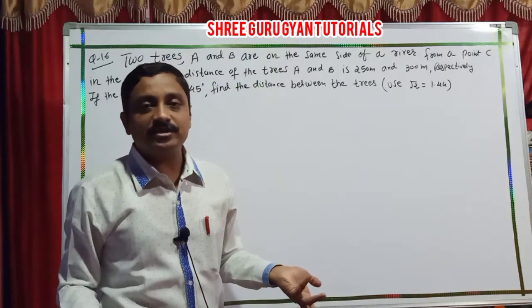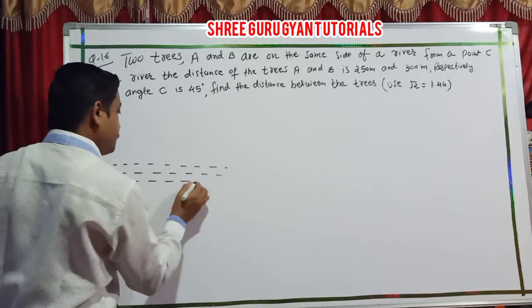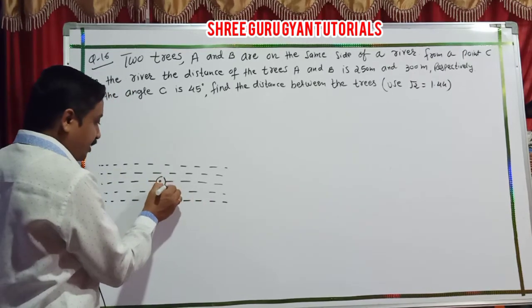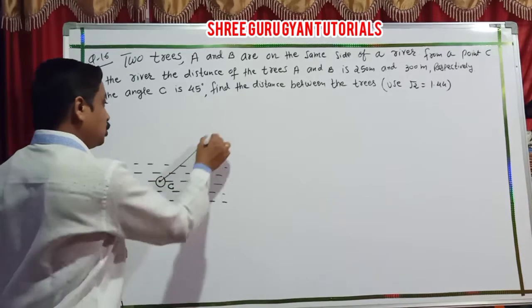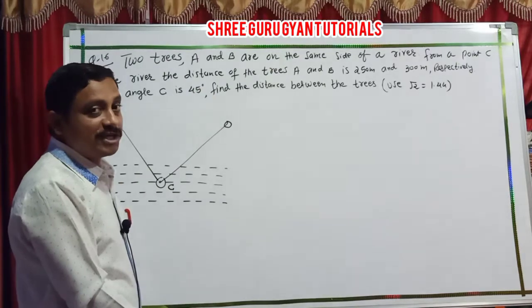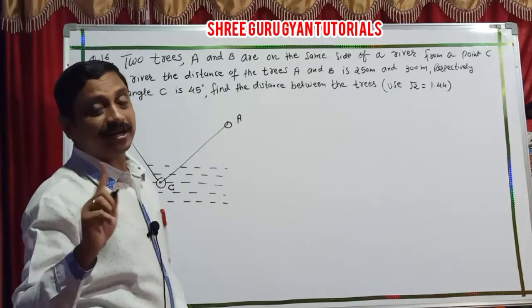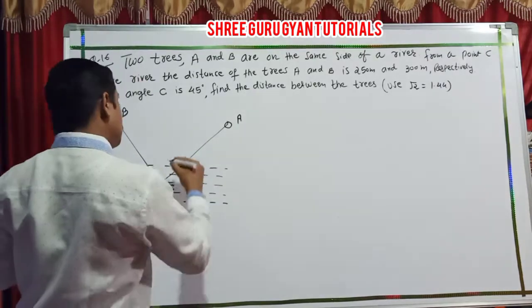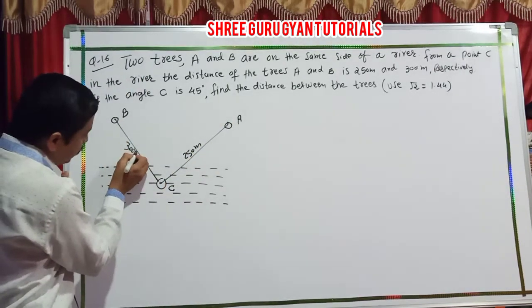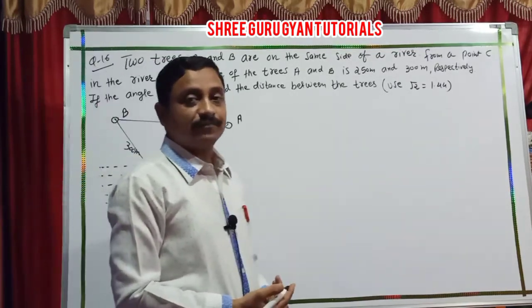So it's very easy, students. Consider here a river. In the river, I just take a point C, and the two trees are on the same side of the river. This is one side, not the opposite side, only one side. So here point A on the river and second B, both trees, tree A and tree B. The distance given is 250 meters from A to C, and secondly 300 meters, and this angle is given as 45 degrees, and we are asked the distance between both trees.